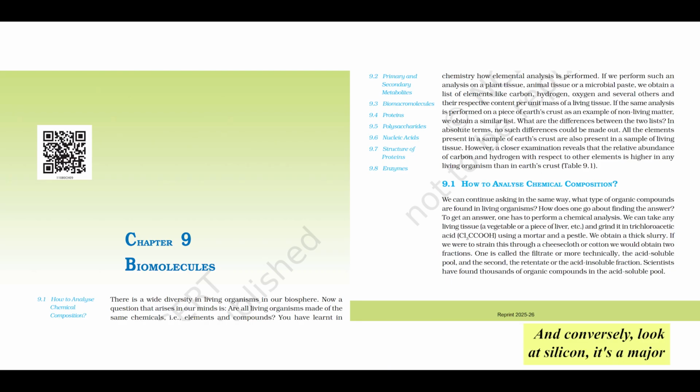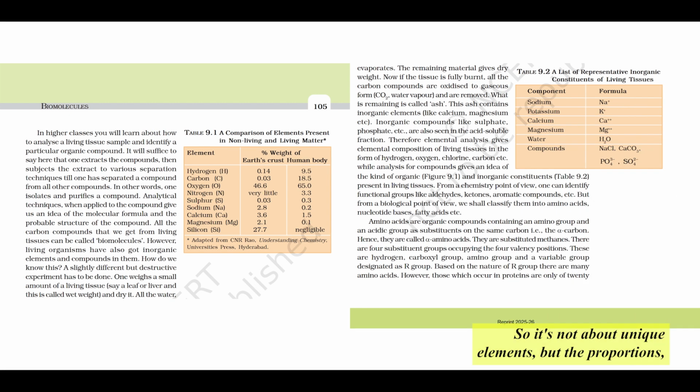Right. And conversely, look at silicon. It's a major component of the Earth's crust, 27.7%, but in the human body, it's negligible. Practically zero. So lots in rocks, barely any in us. Precisely. So while the types of elements are the same, the relative abundance, especially of carbon and hydrogen, is the true chemical hallmark of life. That's the key takeaway. That's a really clear distinction. So it's not about unique elements, but the proportions, particularly that high carbon and hydrogen content. It's like a chemical signature for life. Makes sense. Exactly, a signature.